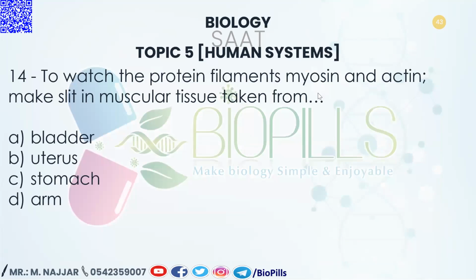Question number 14. To watch the protein filaments, myosin and actin, you may make a slit in muscle tissue taken from: A, bladder; B, uterus; C, stomach; D, arm. This is a straight answer. Yes, it's mostly taken from the arm. It is a striated muscle. It's very easy to watch it there.